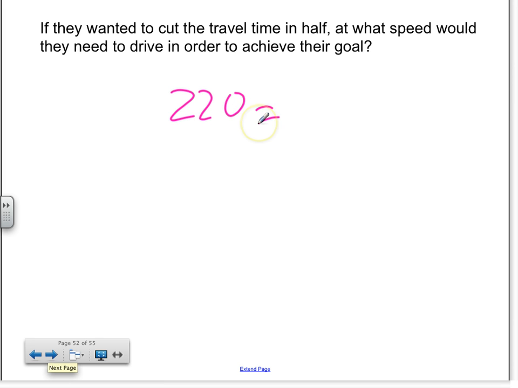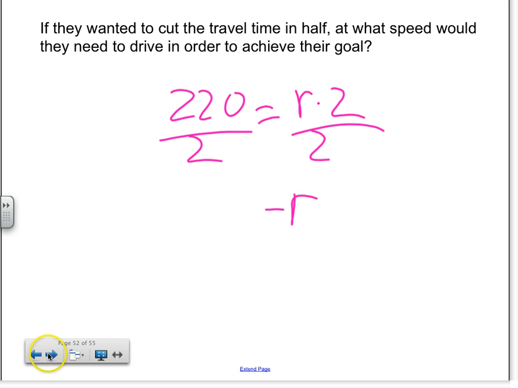But this time around, for D equals R times T, the T I know, right? What is it I want this time? Just 2 hours, so I can replace that T with 2 hours, and if I want to solve for R, what do we need to do? Divide. R is 110. 110 what? Miles per hour.